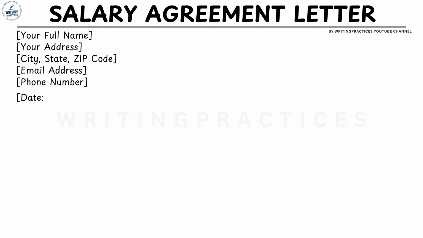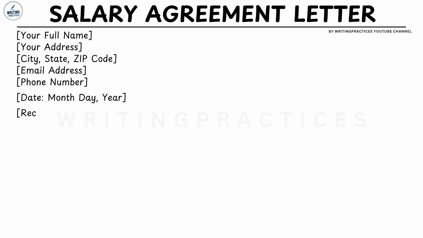Date. Next is the date, which should always reflect the day you're writing or sending the letter. For example, if you're writing this letter today, it would look like this: January 28, 2025. The date is crucial for record keeping, especially in professional agreements. Always make sure it's clear and correct.